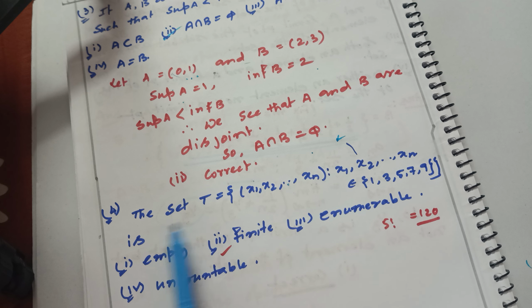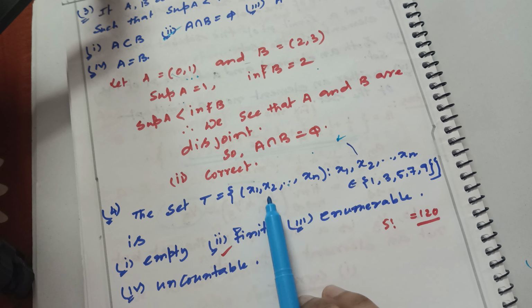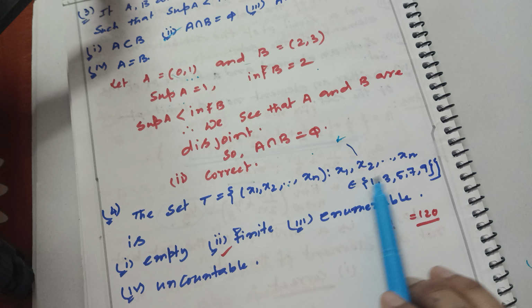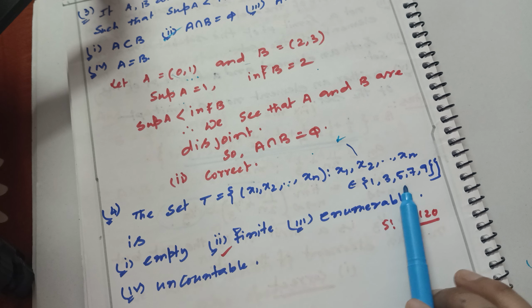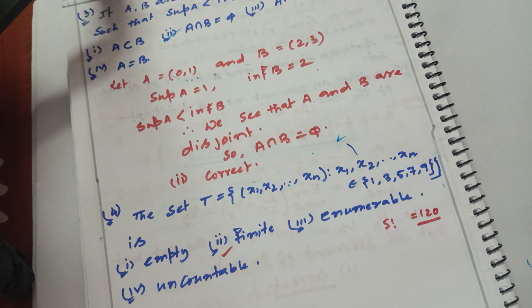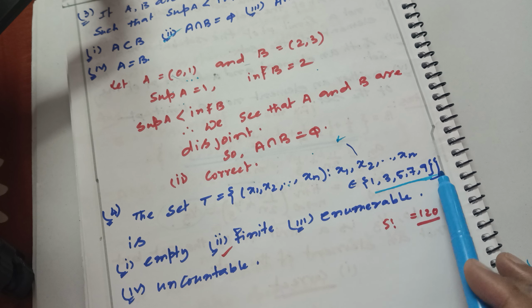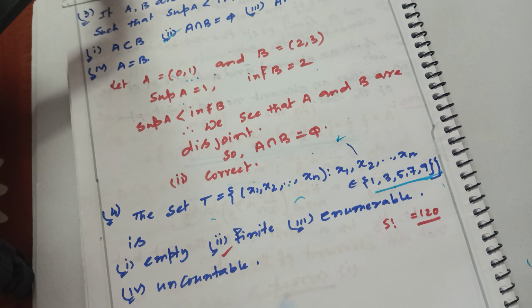Fourth question: given that the set T equals {(x1, x2, x3, ..., xn) such that x1, x2, ..., xn belong to {1, 3, 5, 7, 9}}. So definitely we say that here {1, 3, 5, 7, 9} is a countable and finite set. So definitely T we consider countable finite. So definitely here the second option is correct.